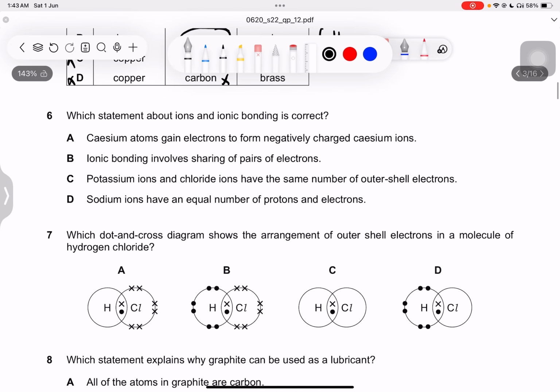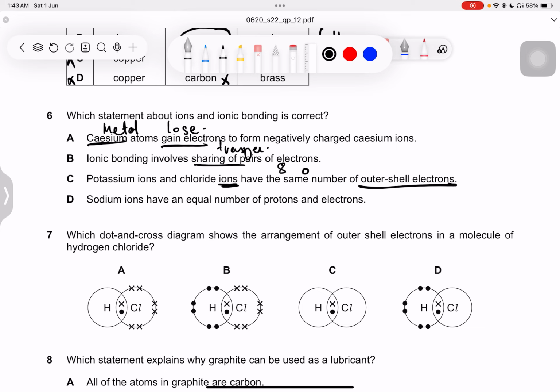Which statement about ions and ionic bonding is correct? Cesium atoms gain electrons to form negatively charged cesium ions. Cesium is a metal, so metals lose electrons. Ionic bonding involves sharing? No, it involves transfer of electrons. Potassium ions and chloride ions have the same number of outer shell electrons. This is true because they are ions, so they should have 8 outer shell electrons, no matter if they're anions or cations.